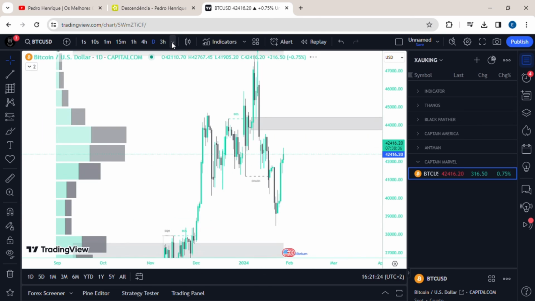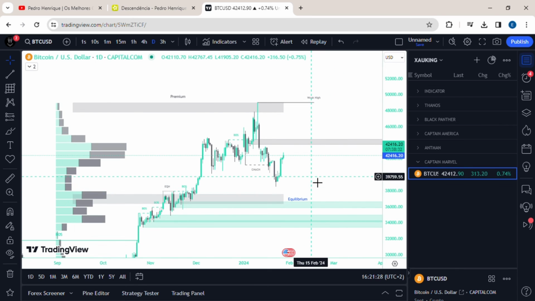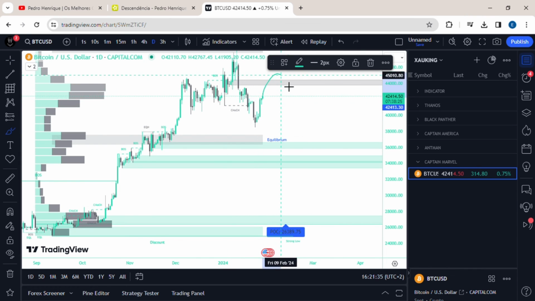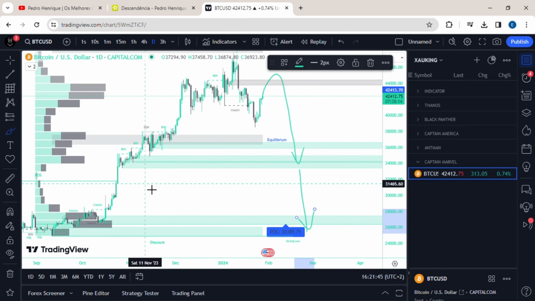Remember that in the next 4 to 5 years, Bitcoin is going to rise about 300%. But before that's going to happen, we should have a massive sell-off to retest and then buy again. So this could happen right here. This could happen, or even worse, this could happen.